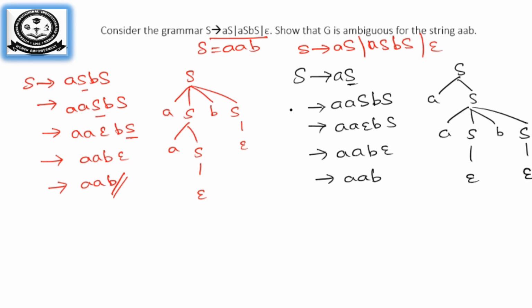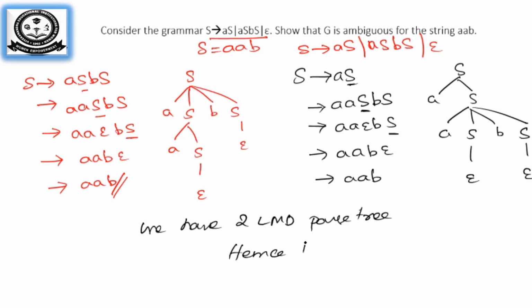So for the two strings, when we are using the leftmost derivation (LMD), we are having two unique parse trees. So we have two LMD parse trees for the same grammar. Hence it is ambiguous. Hence G is ambiguous.